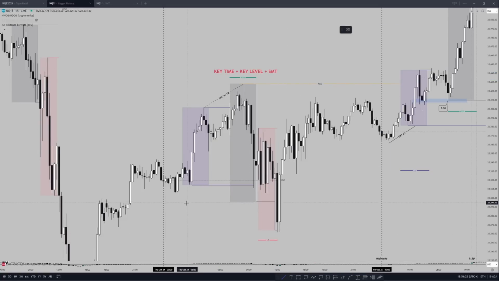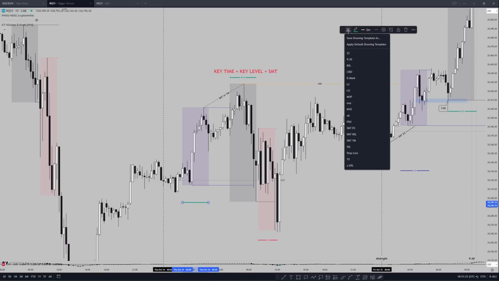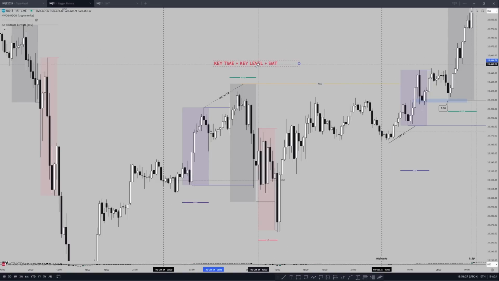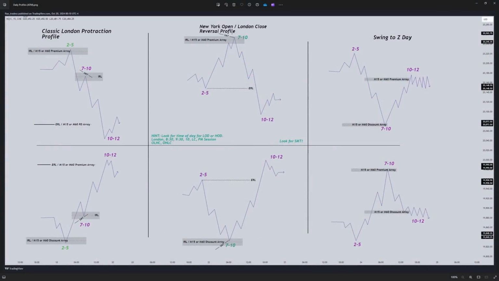And then we have London Open here. Let me pull up the picture really quickly so you can see this one in here. That's this, right? 2 to 5. We have London low as our low hanging fruit objective. We have our high between 7 and 10, specifically 8:30, because 8:30 was the volatility driver. We're going to see displacement into 10 to 12. So look for time of day for low and high of day, 8:30 with the SMT, etc.